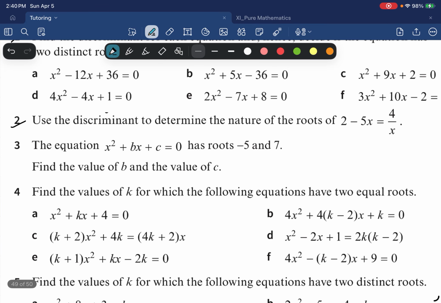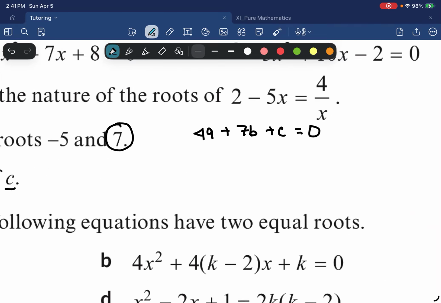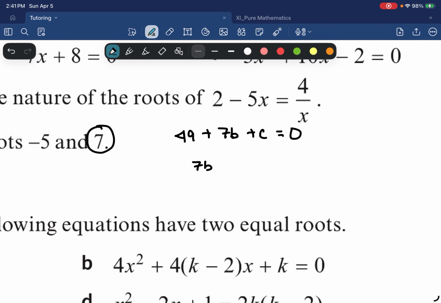This equation has roots 5 and 7. So find the value of b and find the value of c. There are a number of ways to approach this question, but the easiest way would just be to substitute. So substitute 7 in the equation. 49 plus 7b plus c is equal to 0, because 7 satisfies this equation, right? So 7b plus c is just negative 49.